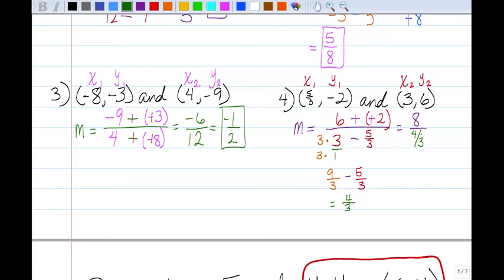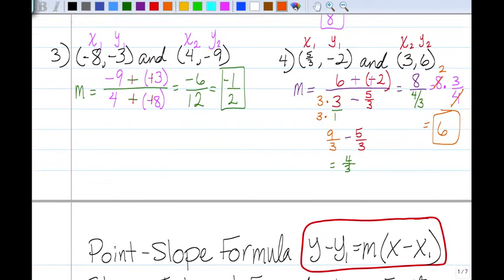Since we're dividing by a fraction, we're going to flip the second fraction and multiply. So this is basically going to be 8 times 3/4. Then 4 goes into 8 2 times, and 2 times 3 is 6. So my final answer right here would be 6.